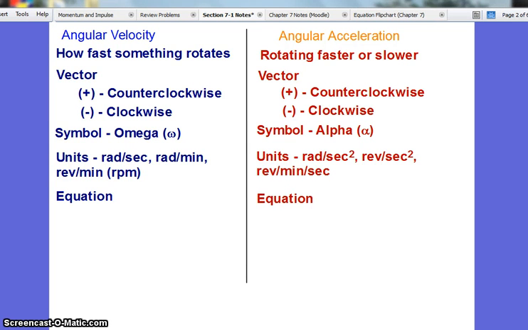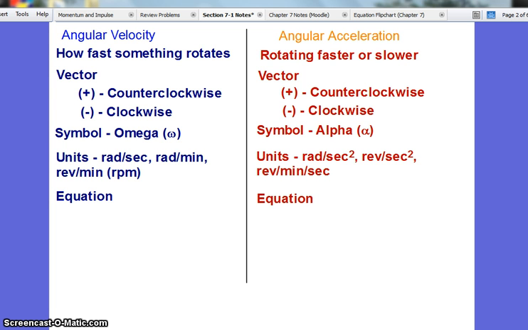In linear motion, the first thing we talked about was displacement, which is how far something has traveled. From there, we talked about velocity, which is how fast something is moving, and then acceleration, which was speeding up or slowing down. We're doing the same thing here in angular or rotational motion. We talked about angular displacement in the previous tutorial. It was still how far. It's just now how far it rotated.